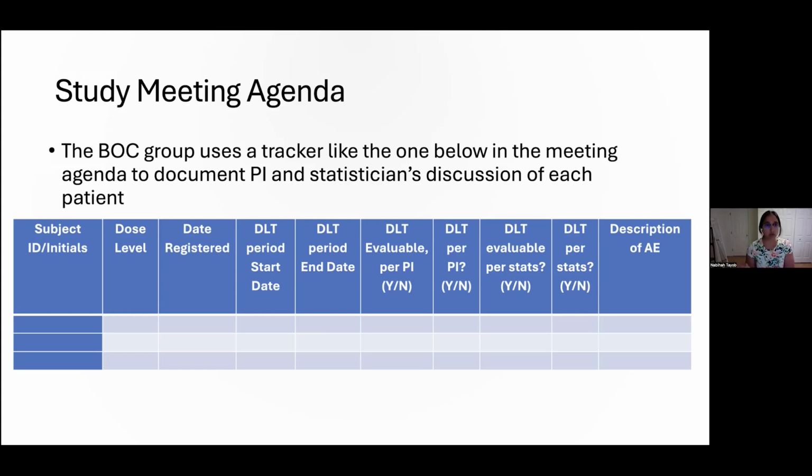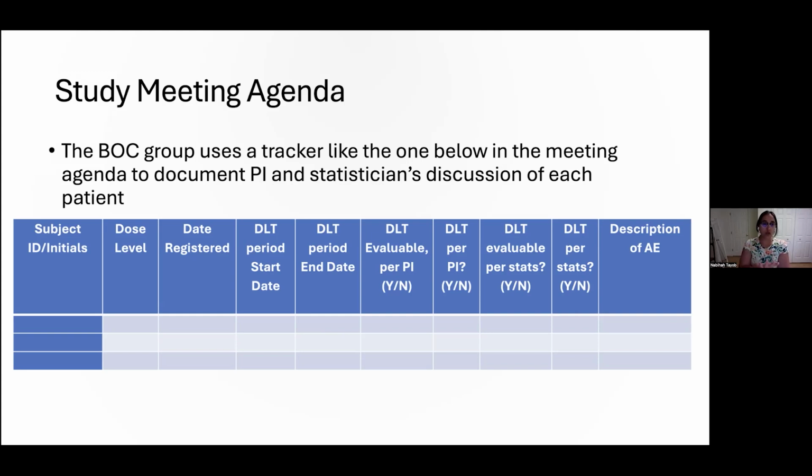And the documentation is really important actually for FDA purposes. FDA auditing requires you to document all these things much more extensively. So we use this kind of table. Essentially, we'll have the subject ID initials, the dose level at which they're treated, the date they're registered, the DLT period start date, end date, and then columns for were they DLT evaluable, is this a DLT or not, per the PI and then per stats.